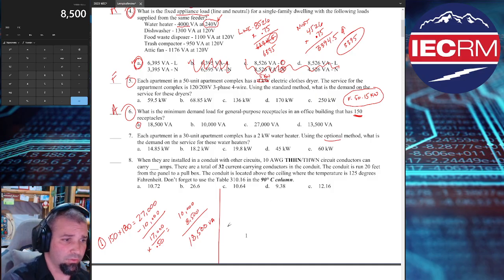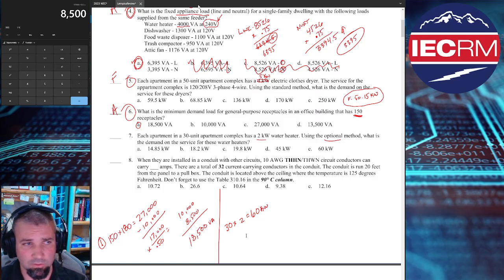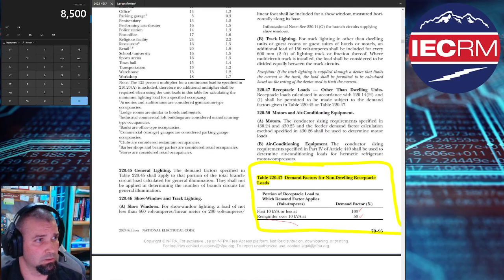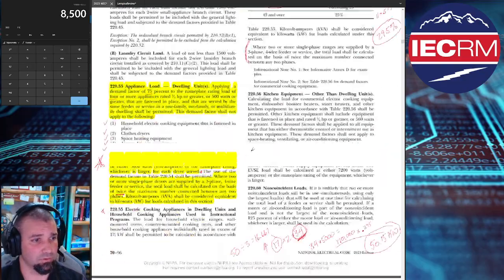I've got a 30-unit apartment complex. Each of these is a 2-kilowatt water heater, so I just basically take 30 times 2. I don't even need the calculator for that. That's 60 kilowatts, right? But we know I'm going to get some kind of reduction. Daddy always gets his reduction. Let's go down.